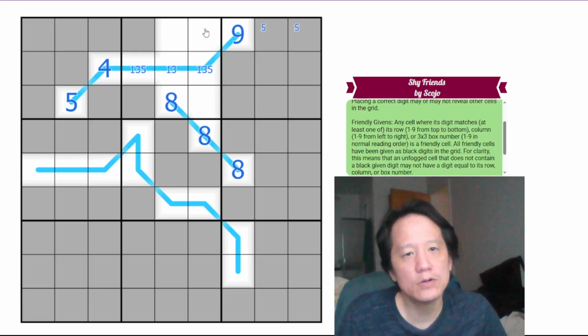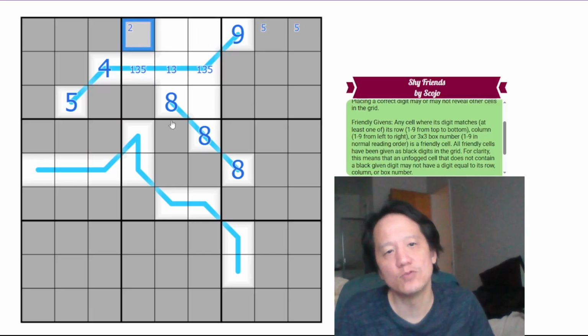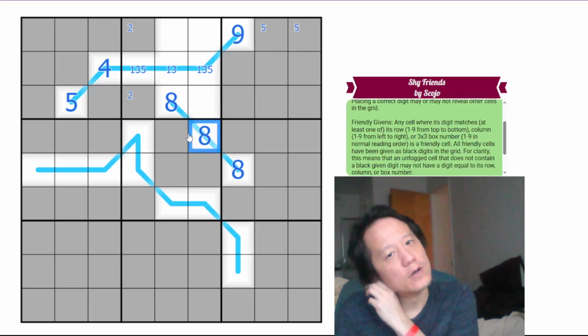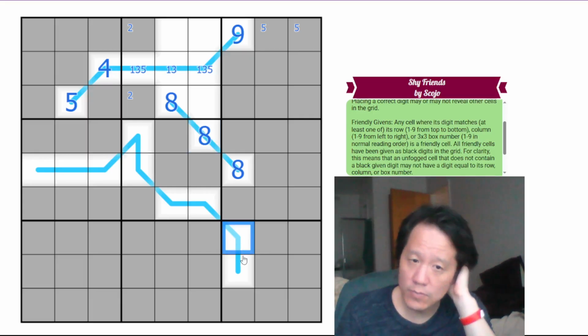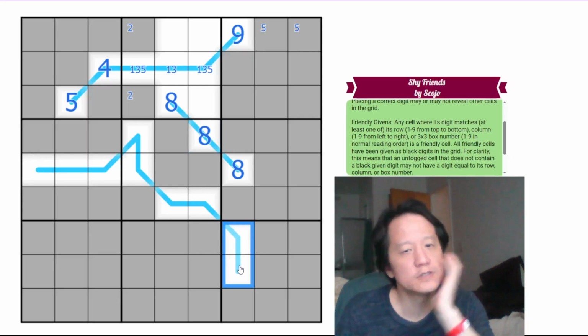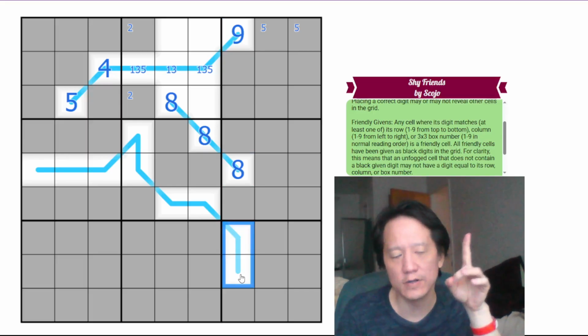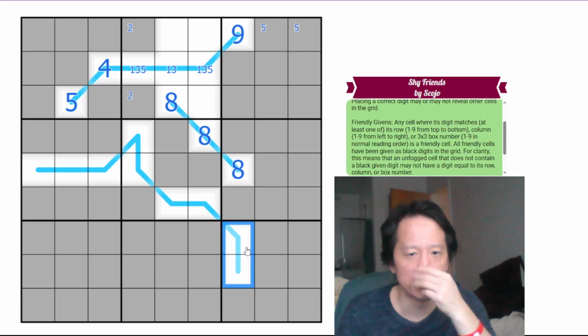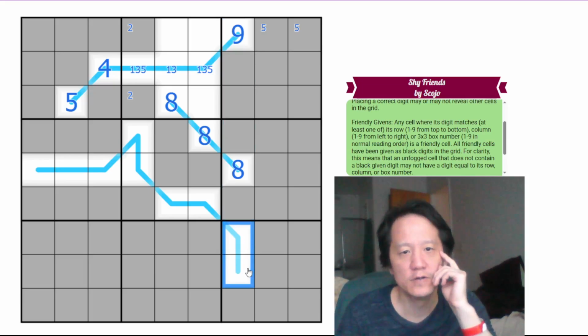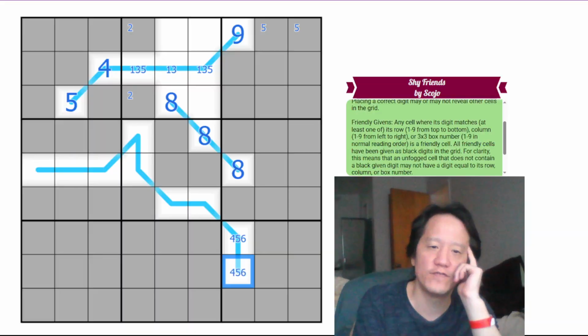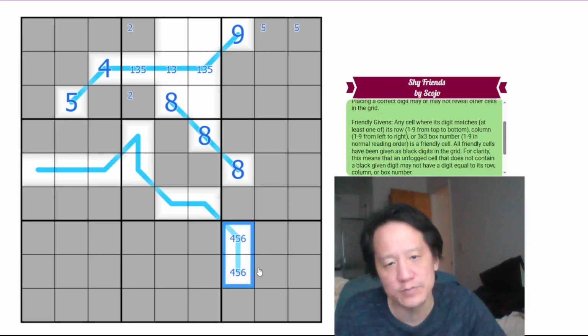Okay, we know 2 cannot be any of these. Therefore, where is the 2 in box 2? It must be one of these two cells. These digits cannot be 8 or 9, and it can't be 7 because they're not given, so they can't be a friendly cell, which means column 7 doesn't work. So this must be at most 5 and 6. It could be 4 and 6. So either way, 6 has to be one of these.